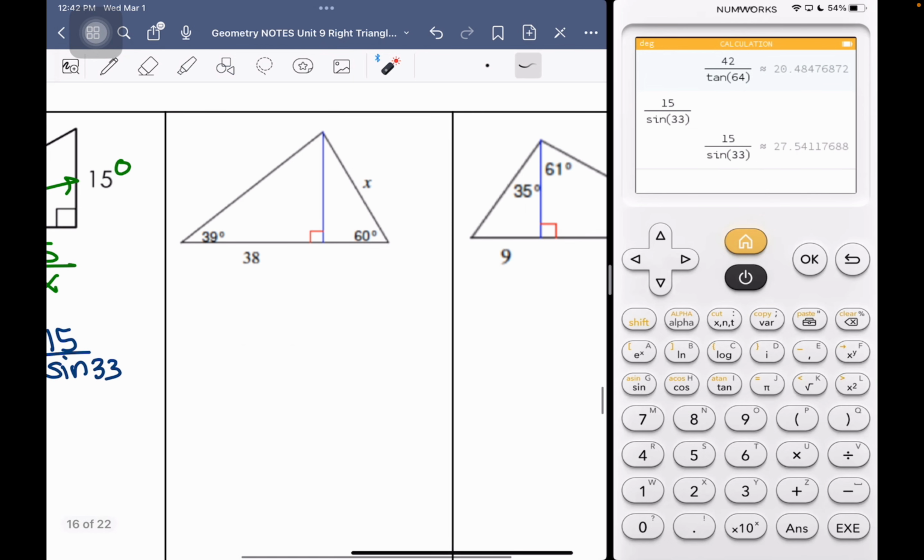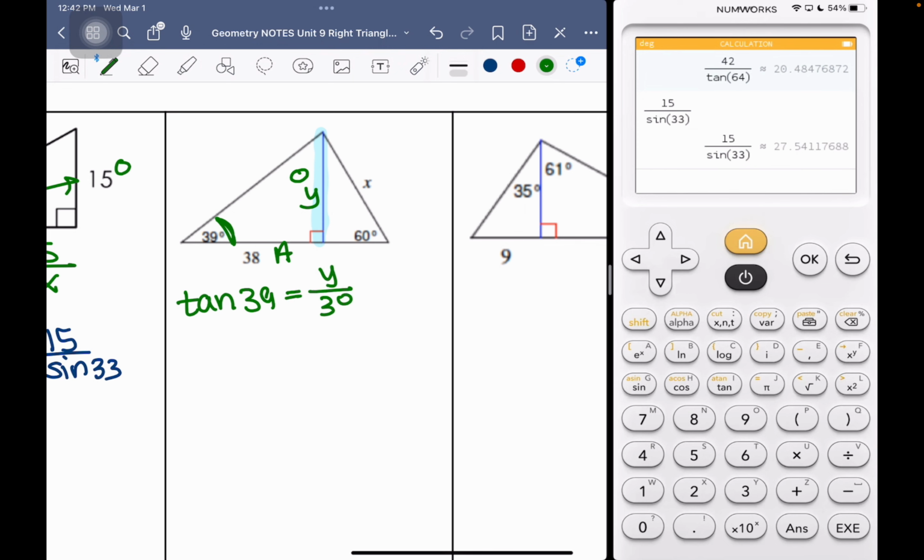Okay, now we have two triangles here. So in this triangle, we actually have to find this middle length first before we can find x. So let's call this y, so we can find y first. So here's our reference angle, angle 39, so that means y is your opposite, and 38 is your adjacent. So that's going to be tangent. So tangent of 39 is equal to y over 38.